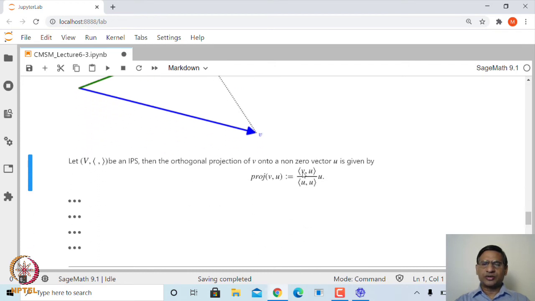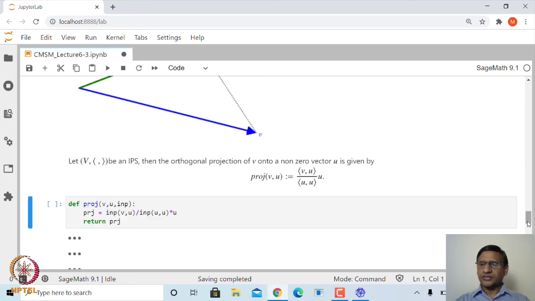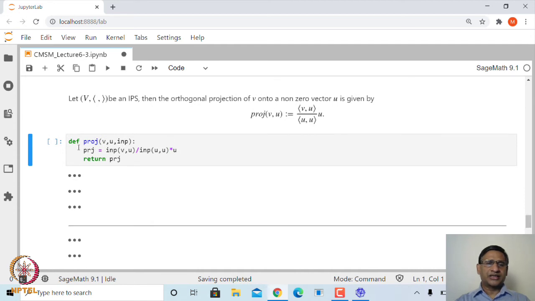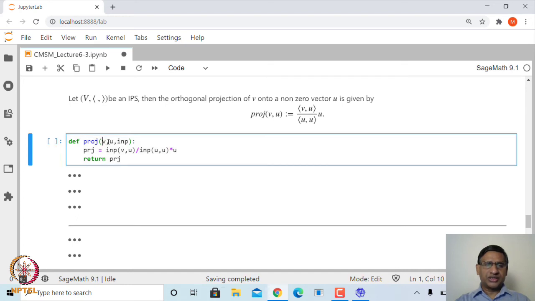scalar is the inner product of V with U divided by norm of U squared. Therefore, the projection of V onto U is given by the inner product of V with U divided by norm of U squared, times U. So, let us define a function for orthogonal projection. I am defining this as projection PROJ of V with U, that is V onto U, with respect to the inner product, right. So, that is the inner product here. Then what it should return? The inner product of V with U divided by norm of U squared times U, and then return that.